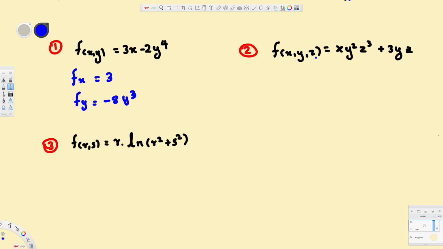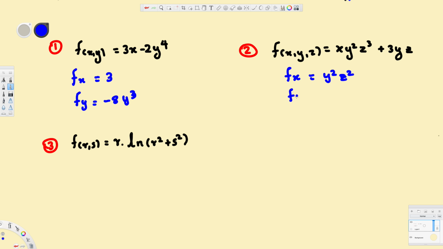Here we have 3 variables, and let's start with respect to x. If I take the partial derivative with respect to x, we treat y and z as constants. So the derivative of x is going to be 1, multiplied by these two, which is going to be y squared z squared, and on the other side we don't have any x, so this is just a constant, so this is going to be 0.